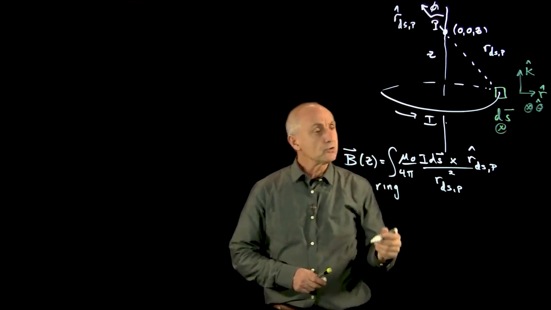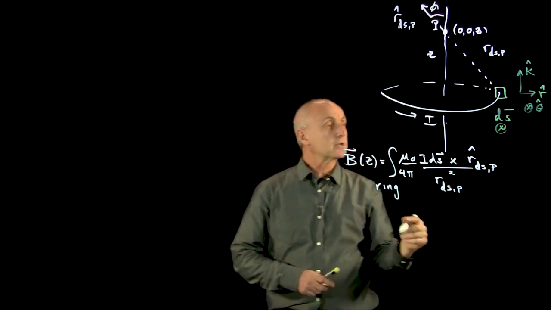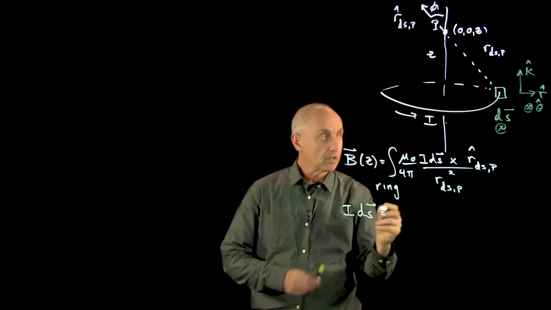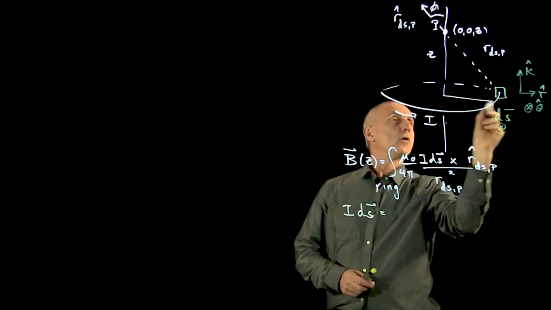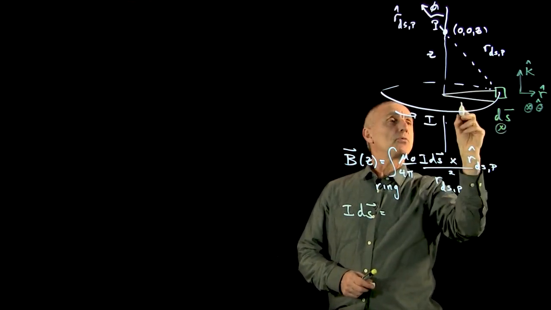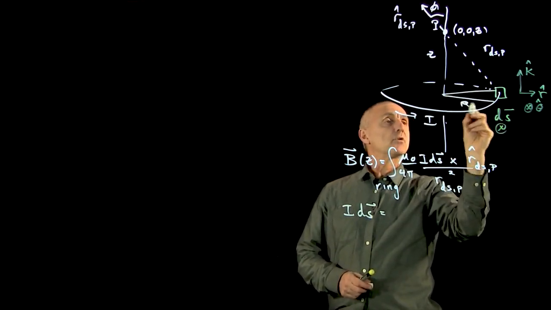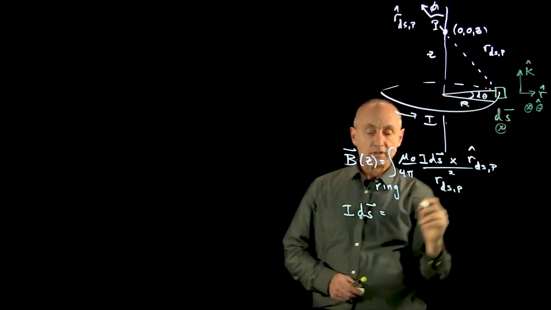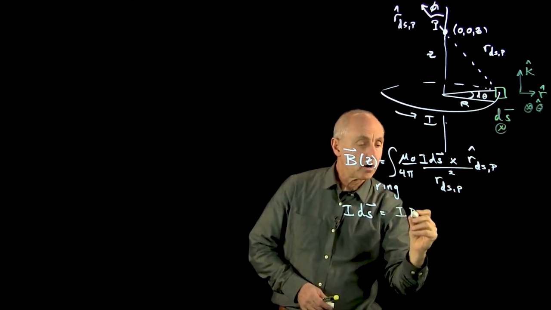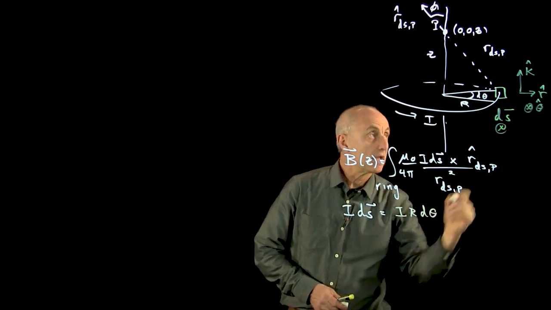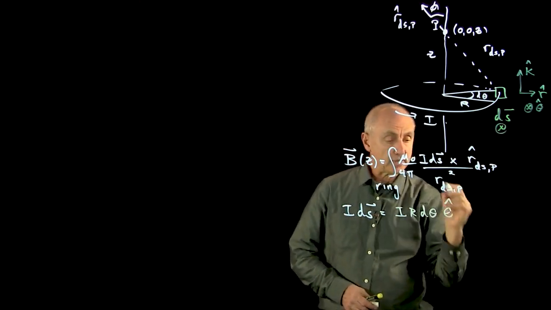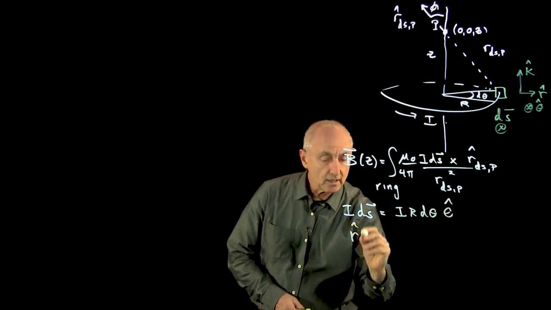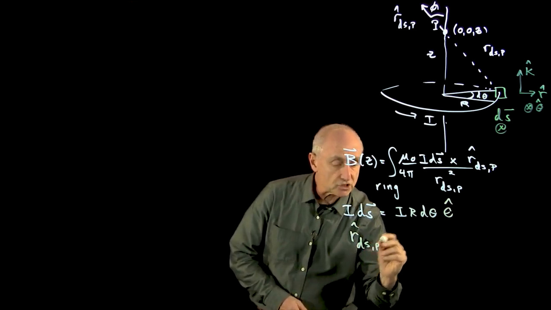So what I have to do is set up this cross product, and let's just write out our pieces. Now here, if this is the radius of the circle, capital R, because we're using polar coordinates, I'll call that angle d theta. That's I R d theta, and it's pointing in the theta hat direction.